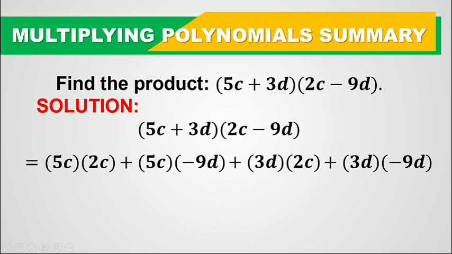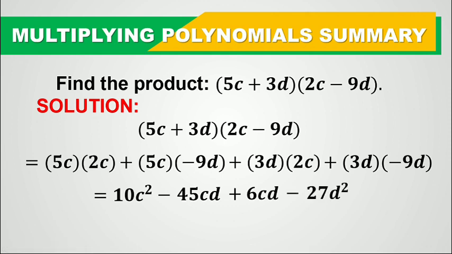Now, let's evaluate, or let's simplify. So 5c times 2c, that's 10c squared. And then 5c times negative 9d, so that's negative 45cd. And then 3d times 2c, that's 6cd. And then 3d times negative 9d, that's negative 27d squared.